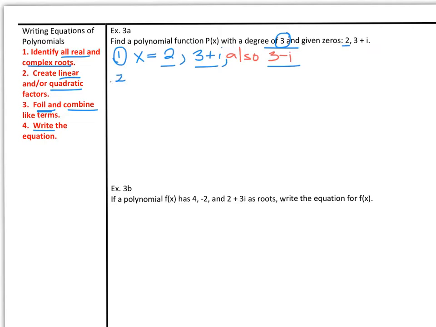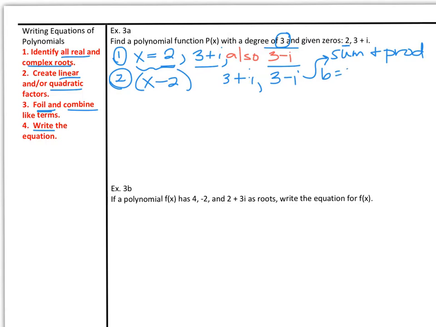Step 2, create linear and quadratic factors. For x equals 2, as a factor, it would have to be the opposite sign. So as a linear factor, that would be x minus 2. And because it's opposite sign, it would cross at x equals 2 on a coordinate system. For 3 plus i and 3 minus i, we're going to apply the sum and product rule. So let's figure out what our b and c values are. The b value gives us the sum. If we take 3 plus i plus 3 minus i, remember the i's will always cancel out. 3 plus 3 is 6. And that's what our b value will equal.